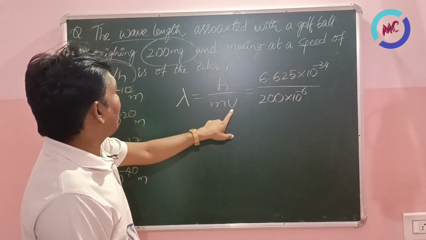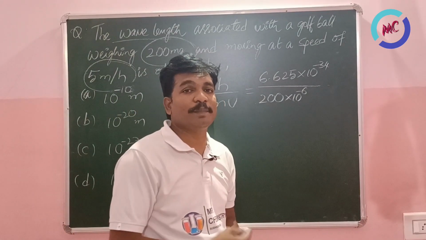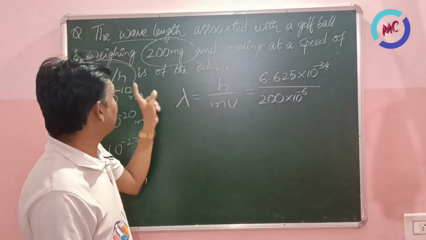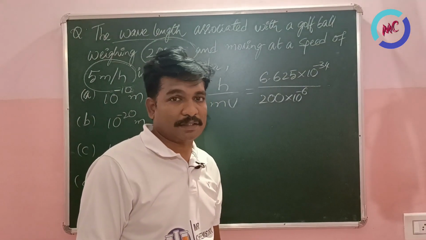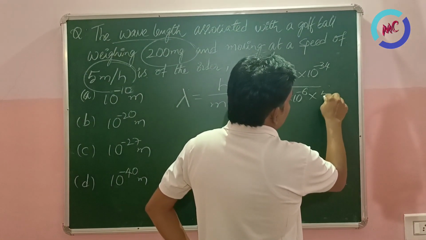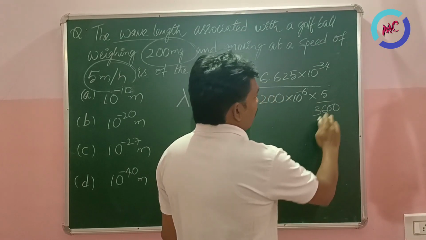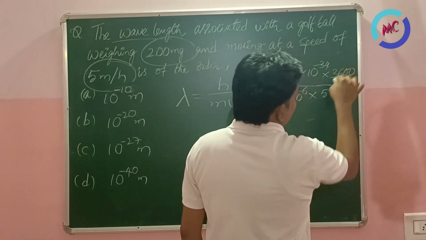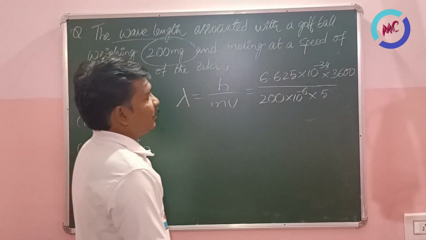And the velocity they gave is 5 meter per hour. We have to calculate in terms of meters per second because the SI unit of velocity is meter per second. They gave per hour, and 1 hour is equal to 3600 seconds. Here we can write it as 5 by 3600 seconds. Let us simplify this.